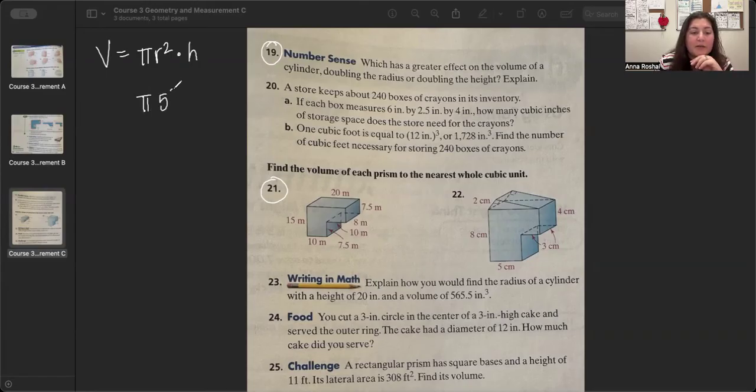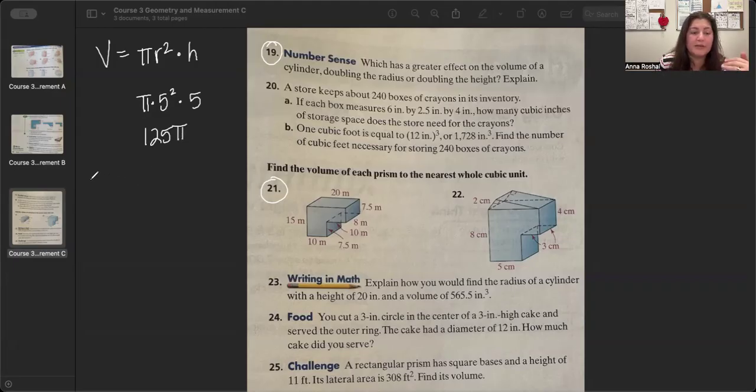So I'm going to end up with pi times 5 squared times 5. Without having to do any sort of math on a calculator, I know that 5 to the third power, because there's two 5s here and then one more 5 here, is going to be 125 pi. That's my base.